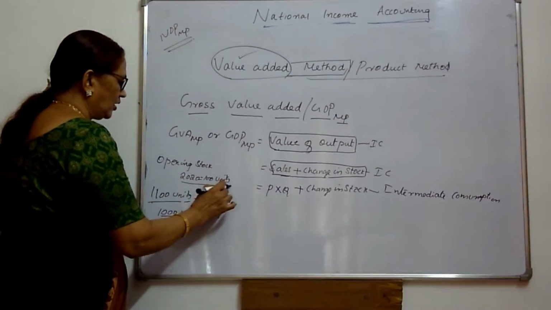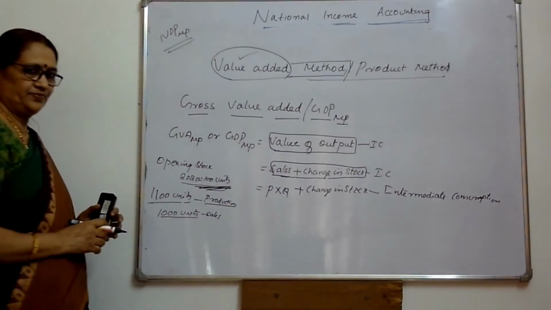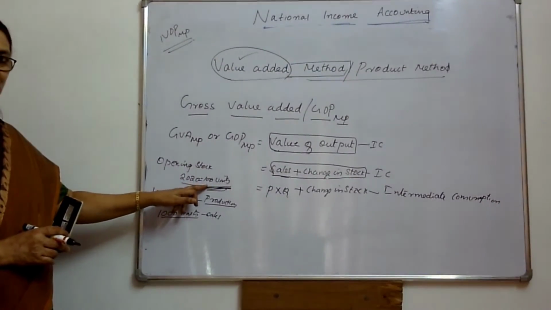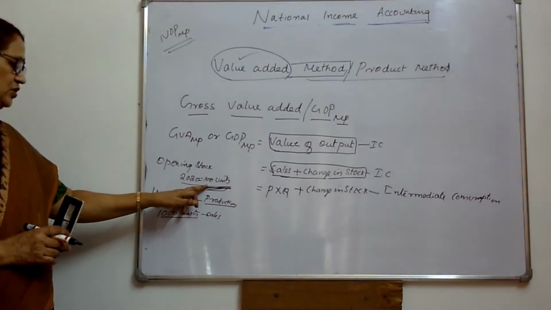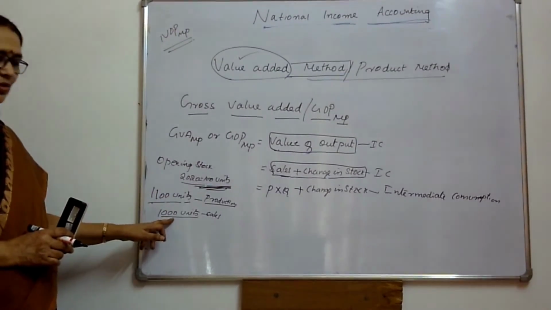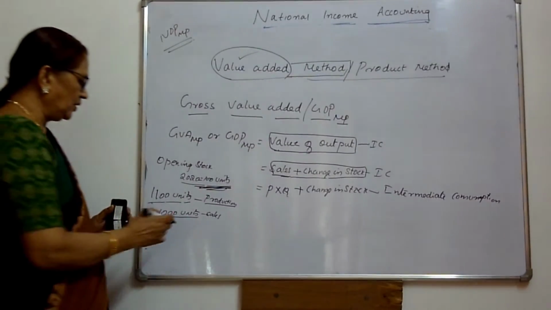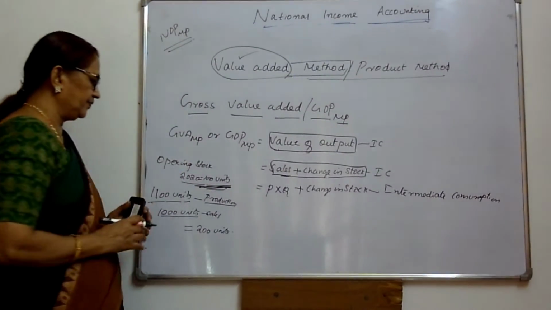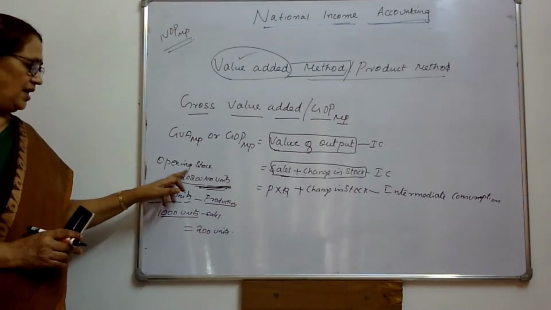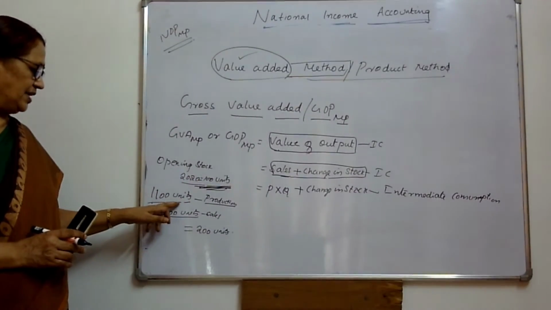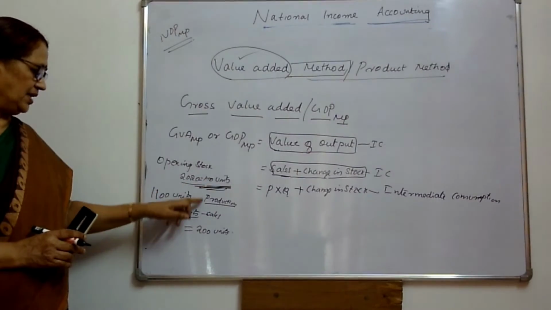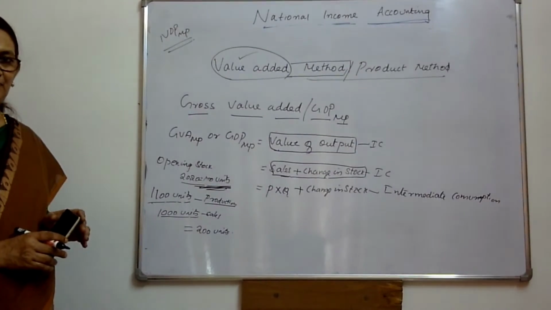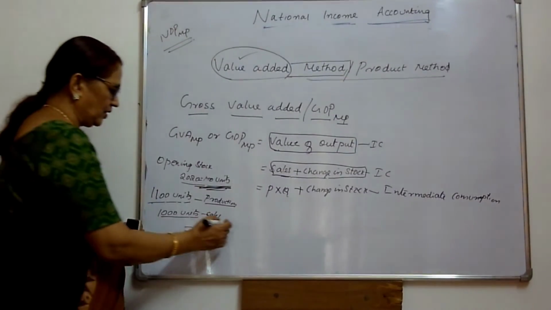Already there is opening stock of 100 units. So 1100 is the production. 100 is already there, so 1200. From that, how much is sold? 1000 units sold. So the firm has a closing stock of 200 units. Opening stock with the firm is 100. Firm produces 1100 units. So the total 1200, from that 1000 units is the sales. 200 is the closing stock.